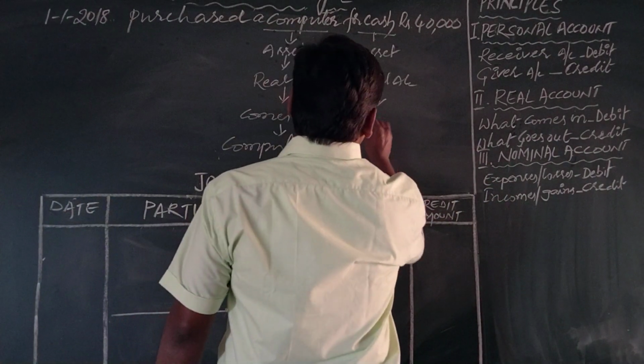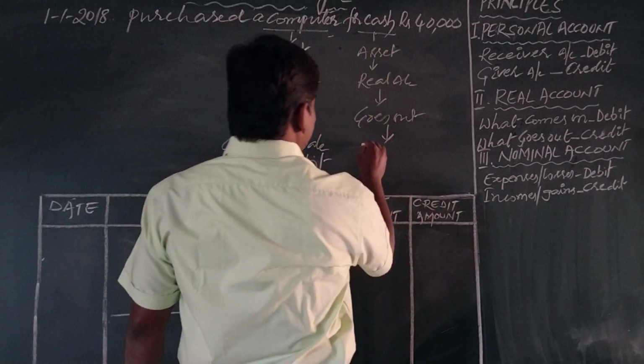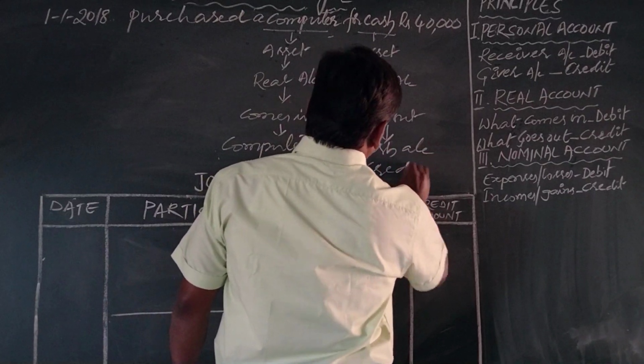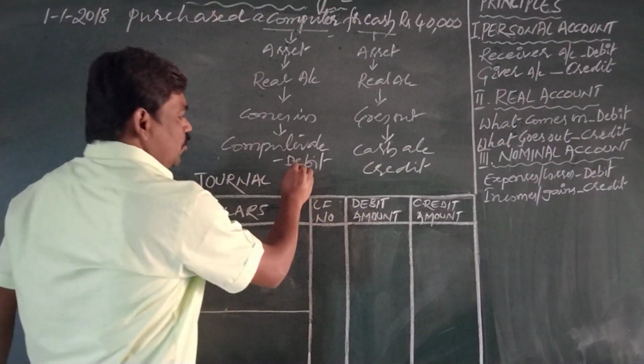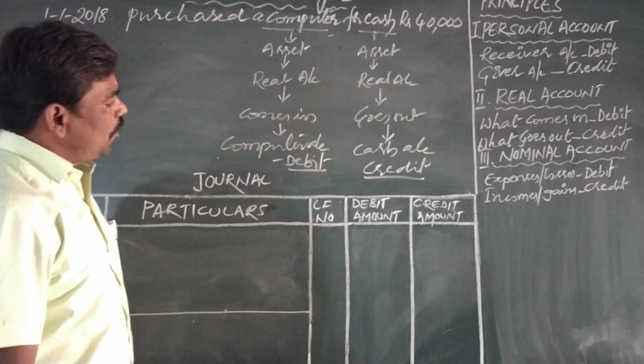So cash goes out, that should be credited. So the cash account should be credited. So we have found the debit account and the credit account.